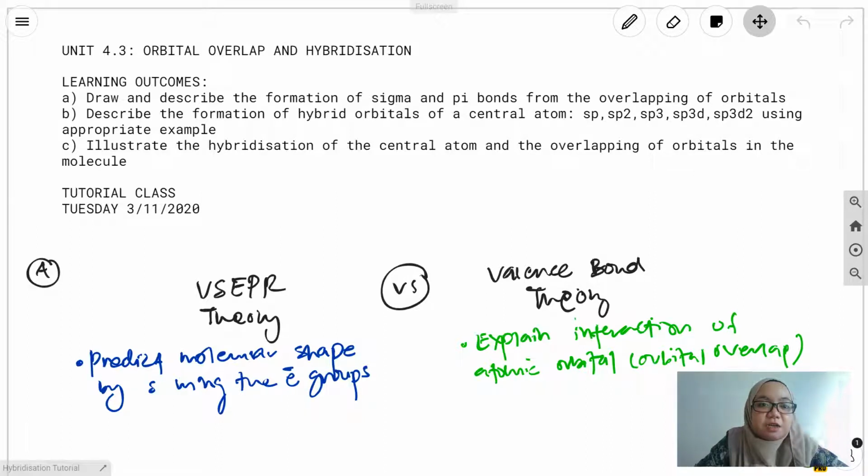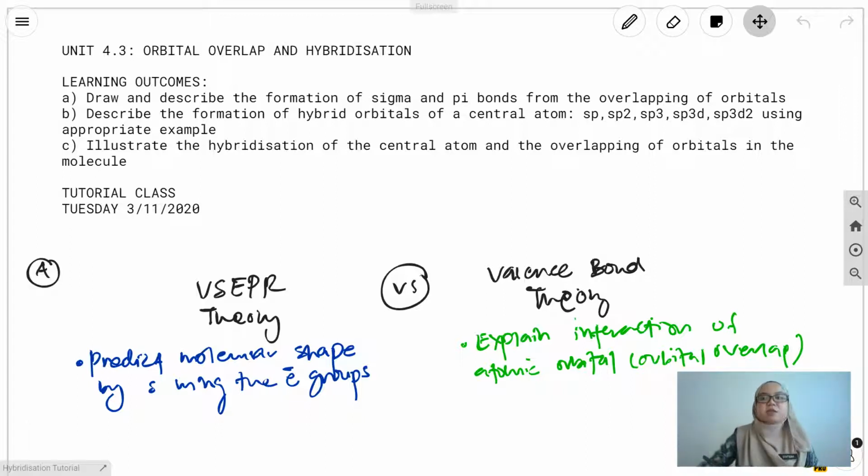So the learning outcomes that you inshallah will get after this tutorial class is, first, you will be able to draw and describe the formation of sigma and pi bonds from the overlapping of orbitals. Second, describe the formation of hybrid orbitals of a central atom. There are 5, which are sp, sp2, sp3, sp3d and sp3d2 hybridized orbitals using the appropriate examples. And then lastly, you will be able to illustrate or draw the hybridization of the central atom and the overlapping of orbitals in the molecules.